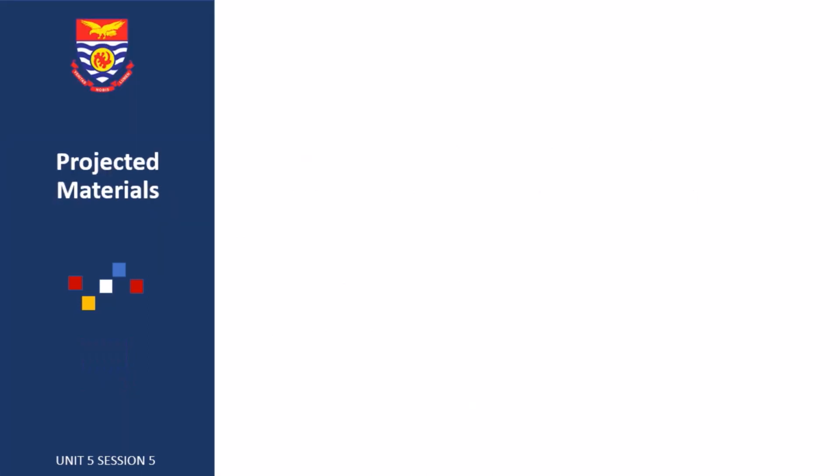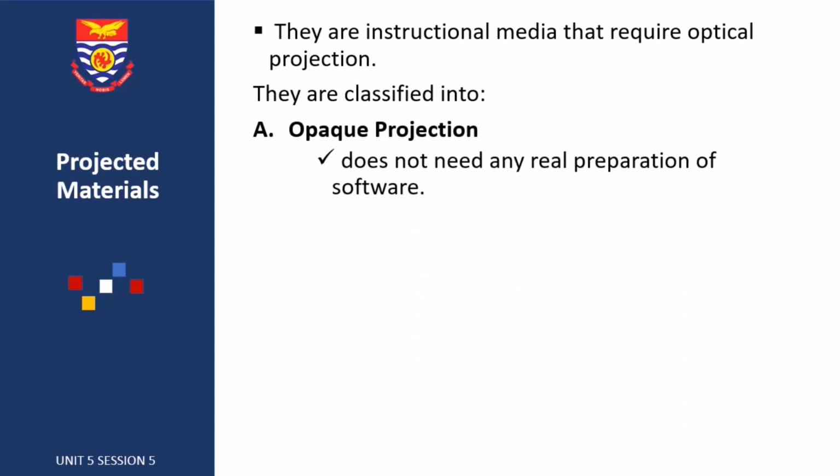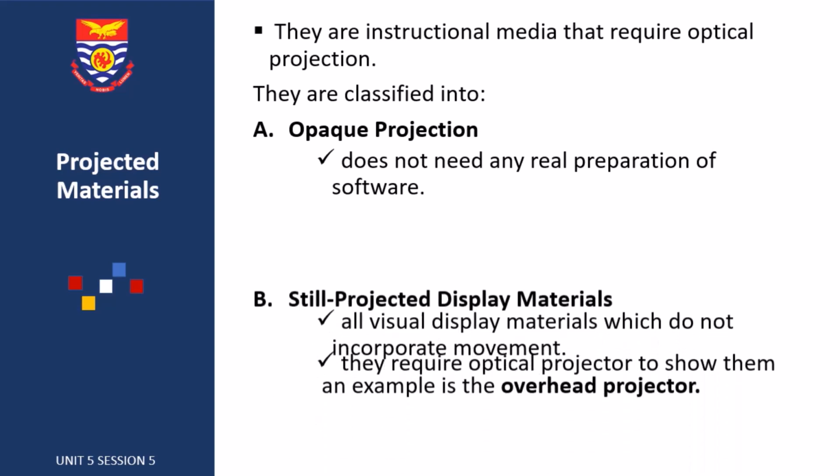Our first objective, projected materials. They are instructional media that require optical projection. They are classified into, 1. Opaque projection. With an opaque projection, it does not need any real preparation of software.